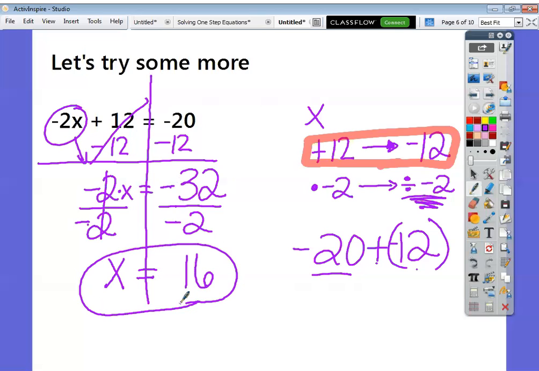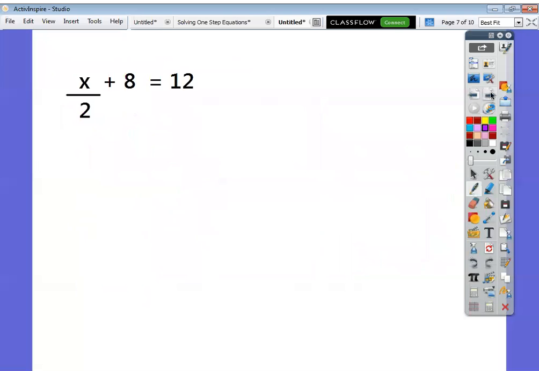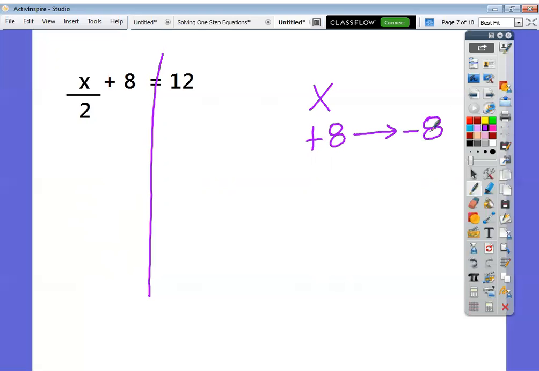All right. And then I could plug it in and test it out to see if it works. Okay, here we go. Another problem. Okay. So now look at this. And first of all, you know what? This is the best way to do this. So my variable is x. I see that I'm adding 8 to x. So that must mean I'm going to have to subtract 8 to cancel that out.